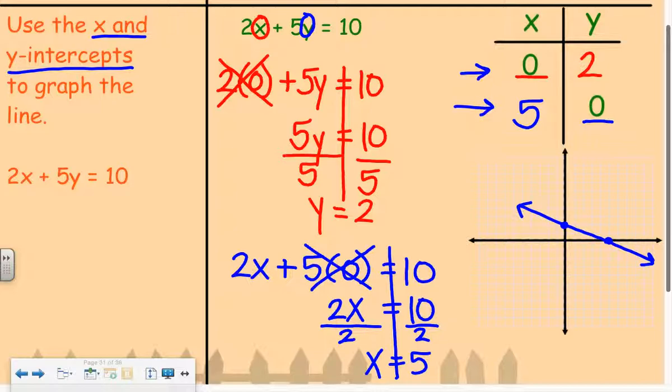Now if I wanted to go a step further and name the x-intercept and the y-intercept, my x-intercept, so my line crosses the x-axis right here at positive 5, and my y-intercept, my line crosses the y-axis right here at 2.